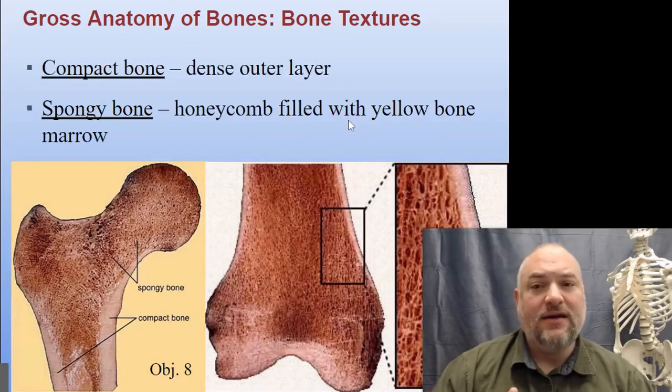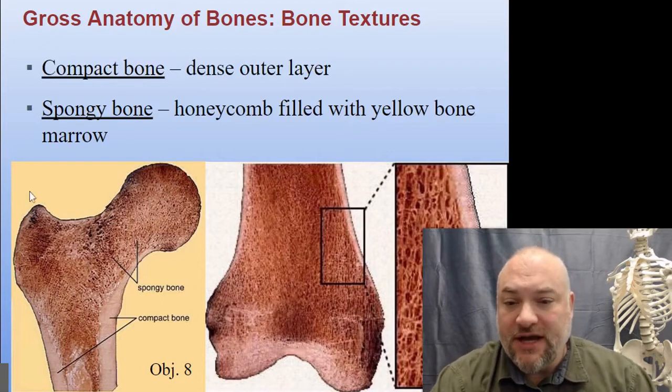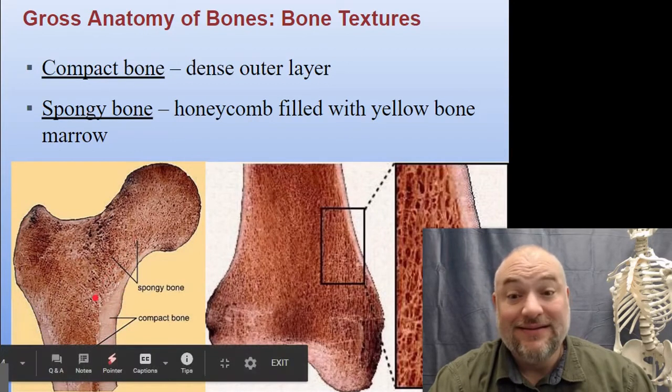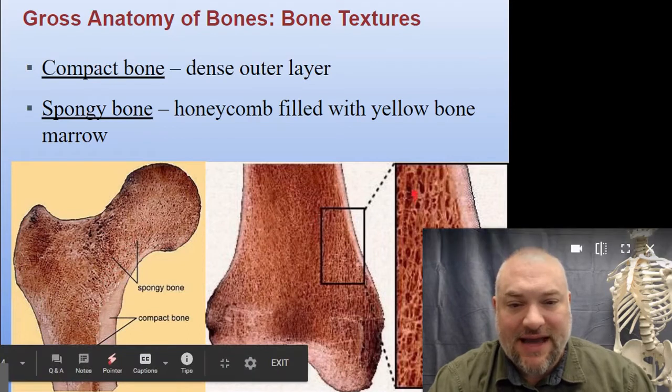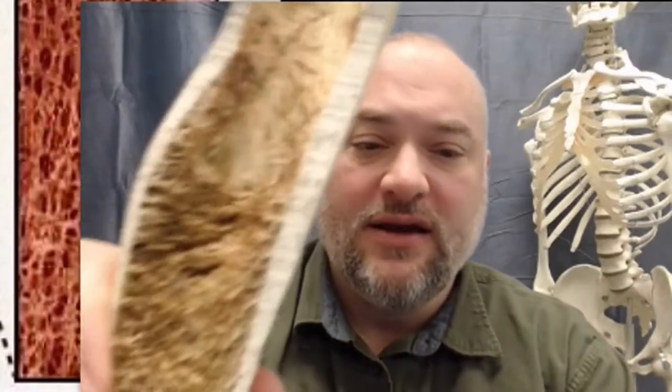There are two main types of bone textures. There's compact bone, which on here we can see on the outer edge, right here, where it's dense, it looks solid. And then we've got the spongy bone on the inside, which looks less dense, kind of porous. It kind of looks like a sponge, even though it's hard. Got a cow bone here that has been cut open so we can see that.